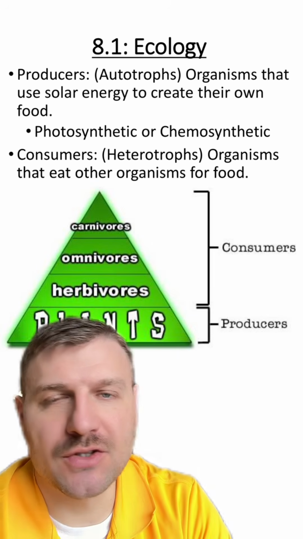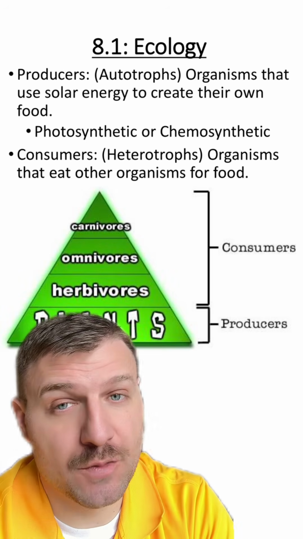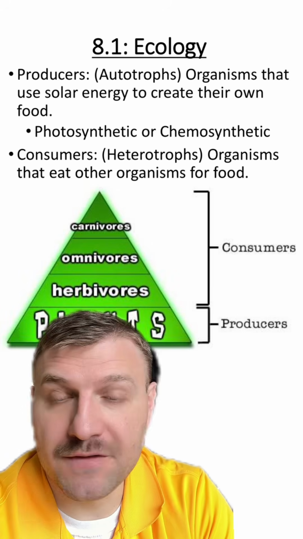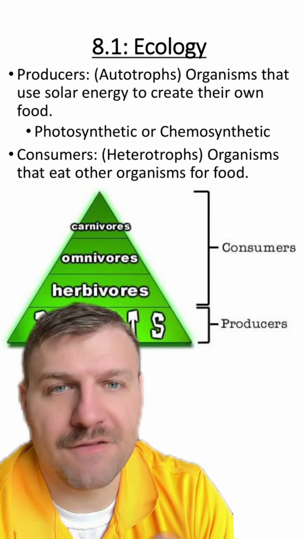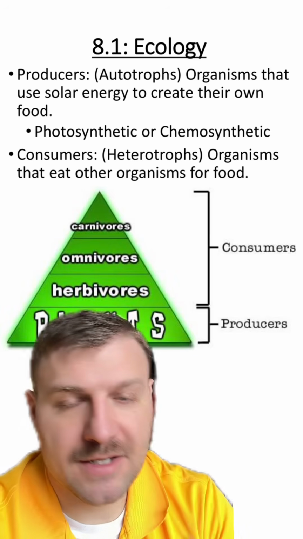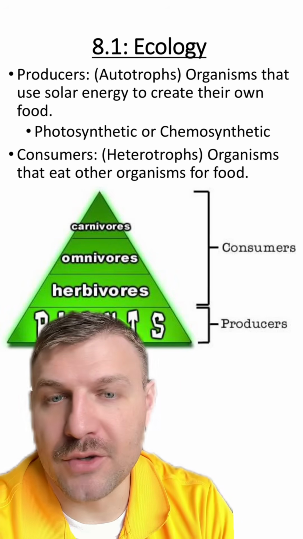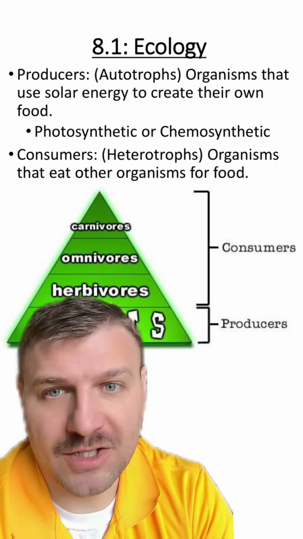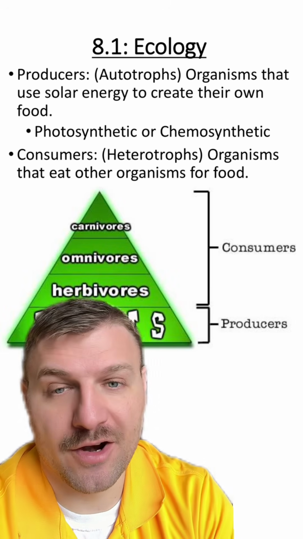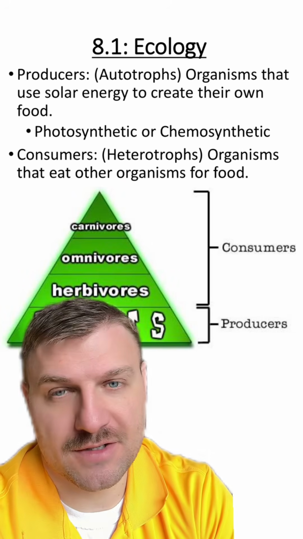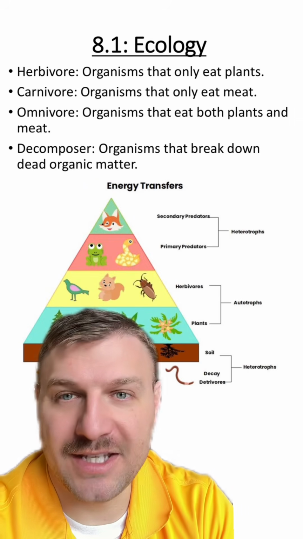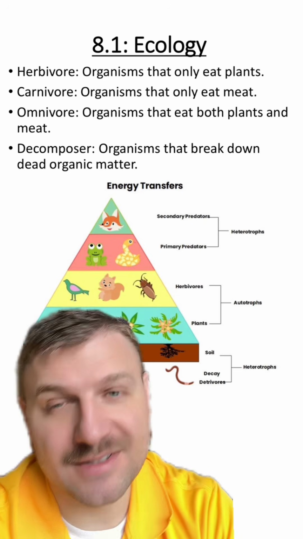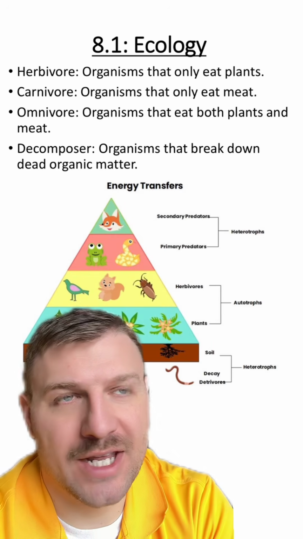Two basic words we should also know when talking about ecology are producers and consumers. Producers are the autotrophs in an ecosystem and the consumers are the heterotrophs in an ecosystem. Now these producers can be either photosynthetic or chemosynthetic. But basically, these producers are going to be at the bottom of food or energy pyramids, and they utilize energy to make their own food. Consumers are going to eat other organisms for their own food. And there are a couple different types of consumers. Herbivores only eat plants, carnivores only eat meat, omnivores eat both plants and meat, and all of these organisms are going to be broken down by something called a decomposer.